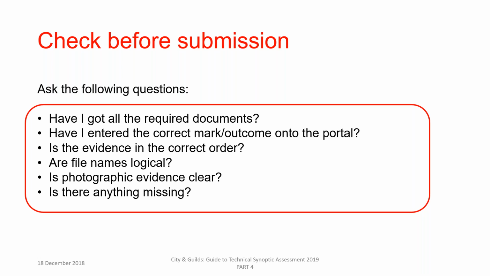Each photo should have clear annotations to describe the activity being evidenced. For example, Task 2, results of hair colour. Any which do not indicate what the evidence is showing should be discarded. And finally, check if anything is missing. Missing evidence can hold up the moderation process and could affect results.